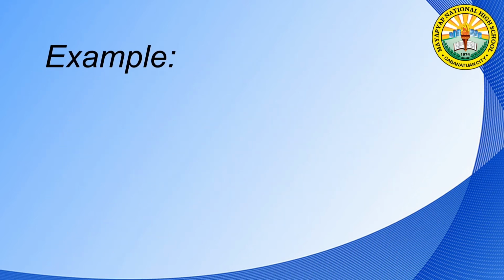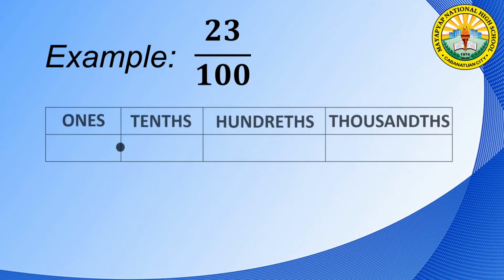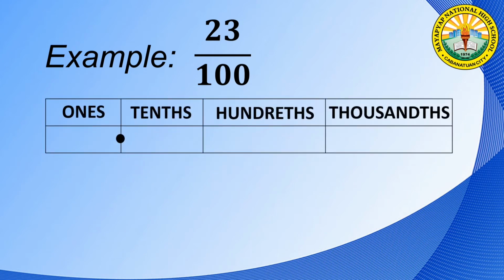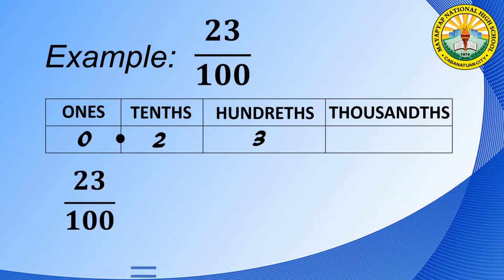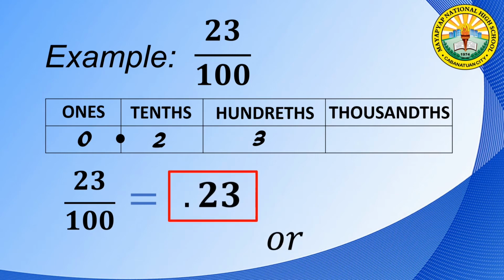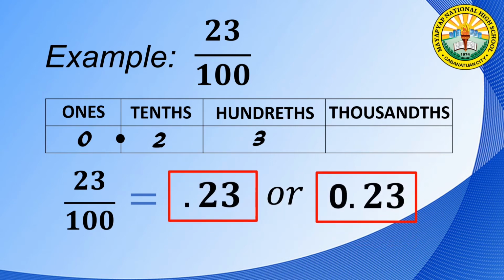Let's look at this example, 23/100. Since the denominator is 100, the last digit 3 in the numerator should be placed in the hundredths place of the place value chart, and 2 should be placed in the tenths place. Since there is no whole number, we will put 0 in the ones place. Hence, 23/100 is 0.23 in decimal form.